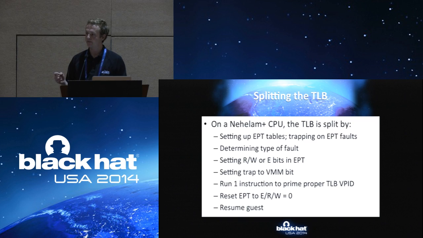Then you need to set the trap flag to trap back to the hypervisor after one instruction, so you're going to single step the guest for one instruction. You re-inject back to the guest to let it run that one instruction to prime the proper VPID.